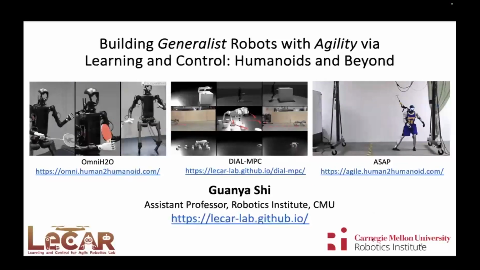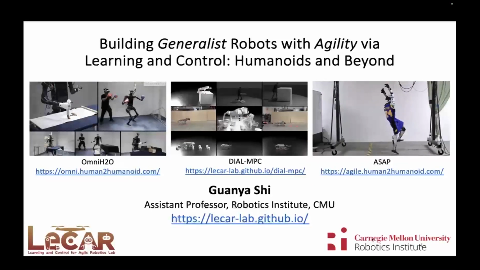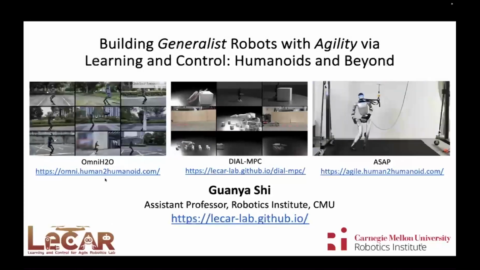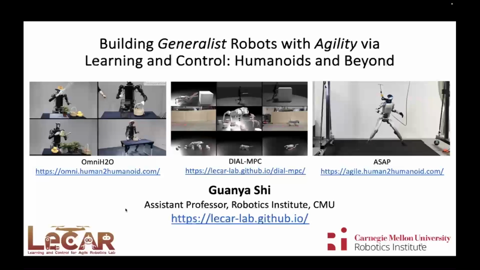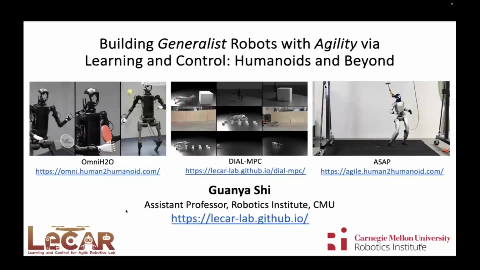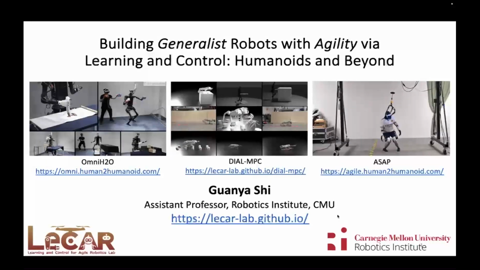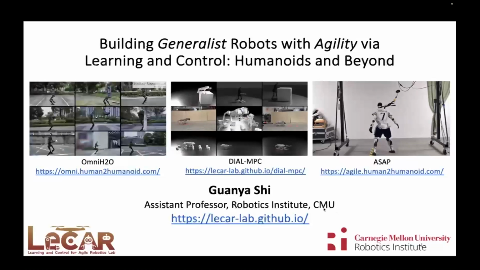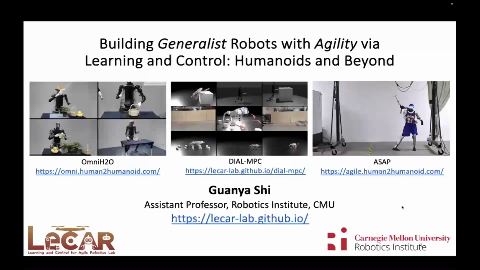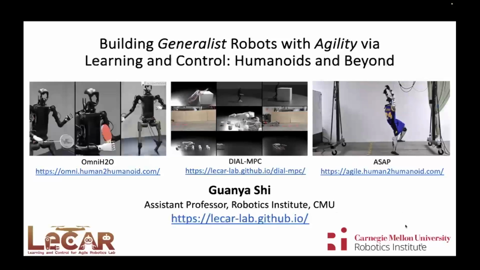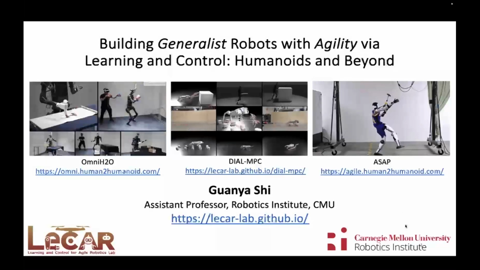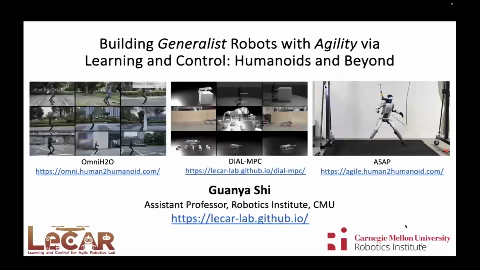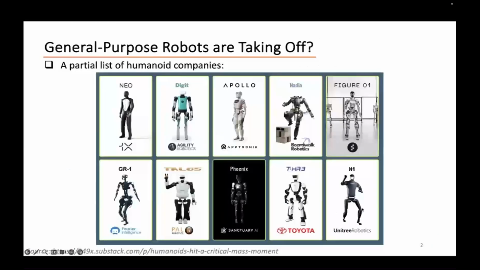And here are some teaser videos, like some research I'm going to highlight today. The first one is humanoid whole body control. We translate human motions to humanoid motions. The second one is a sampling-based model predictive control method for contact-rich problems called DIAL-MPC. And the third one is our recent work on real to sim to real reinforcement learning for learning agile whole body control for humanoid. Okay, let's get started.